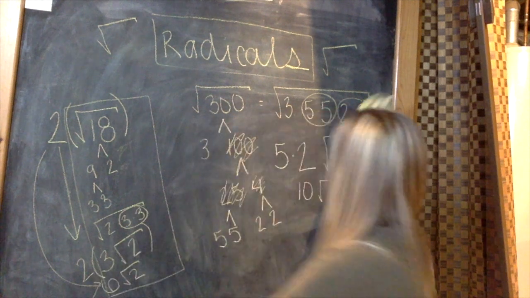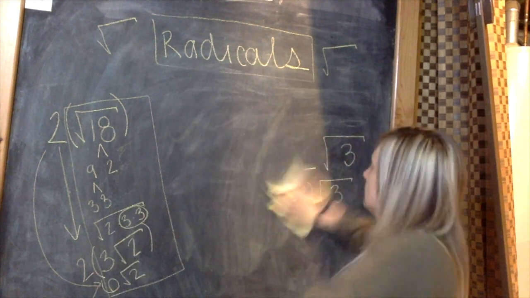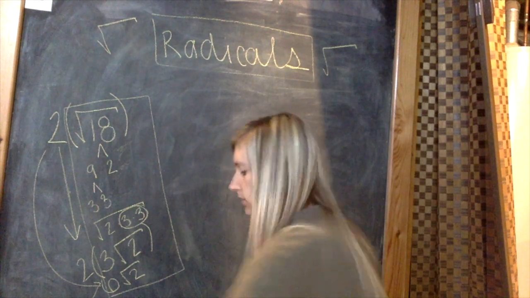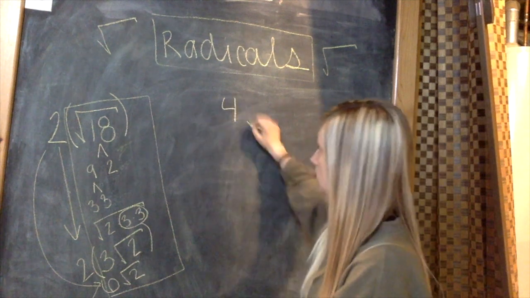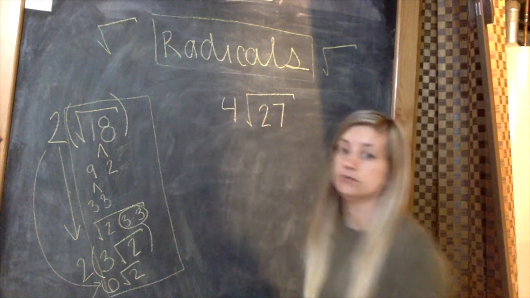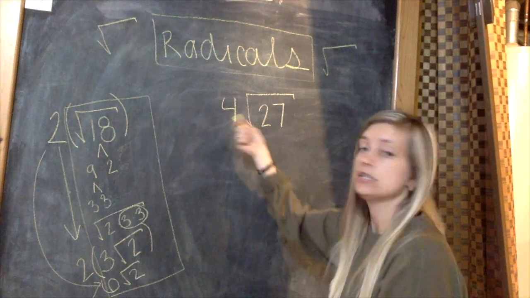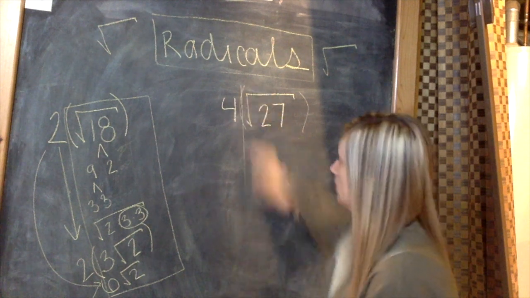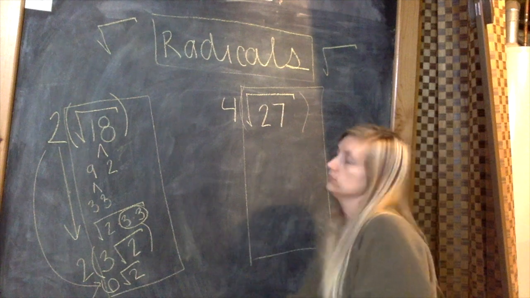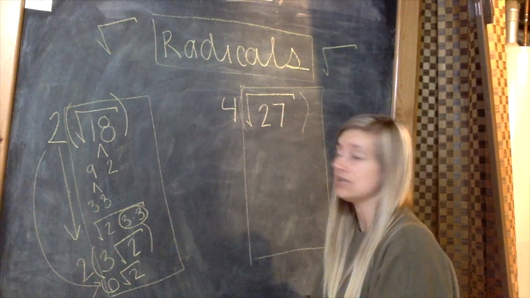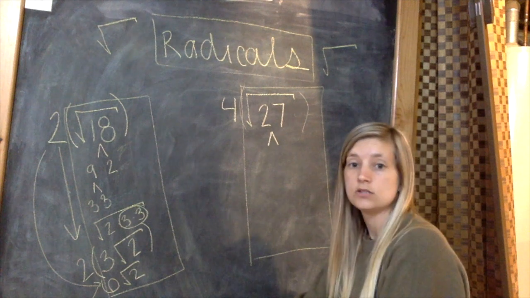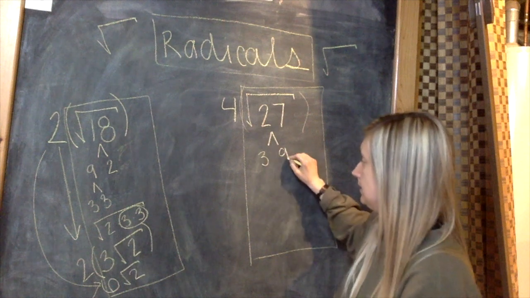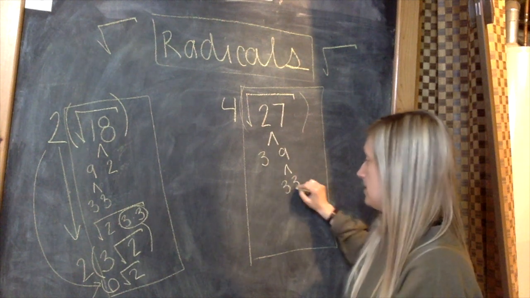Let's try another one with a coefficient already starting out front. Let's do 4 radical 27. Again, this is in front, so it's just like we're multiplying. So we have to break down the radical 27. I always do this as an organizer to organize myself. 27 breaks into 3 and 9, and 9 breaks into 3 and 3.